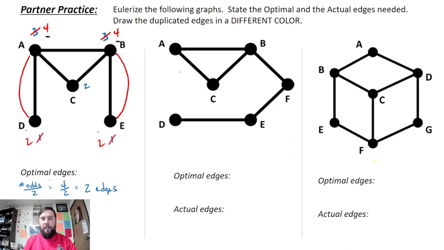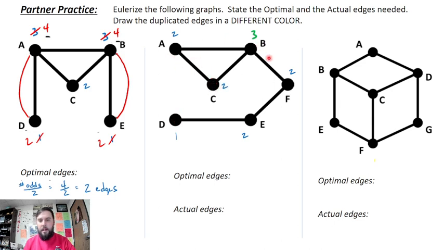Alright, moving on to the second one. So we have A, B, C. We're going to find the degrees of each one, starting with A here. A has a degree of 2. B has a degree of 1, 2, 3. C has a degree of 2. E has a degree of 2. And D has a degree of 1.